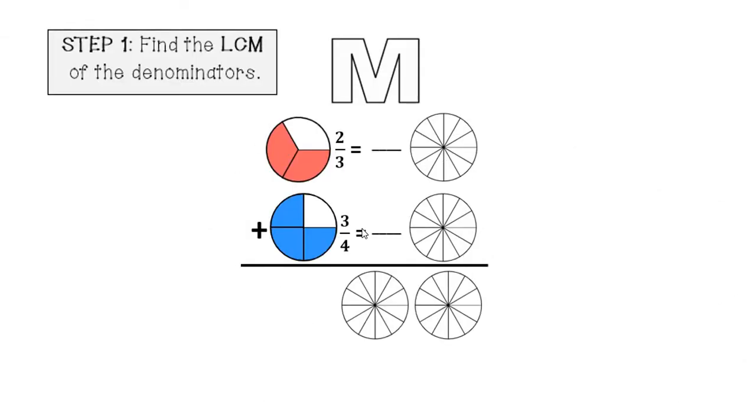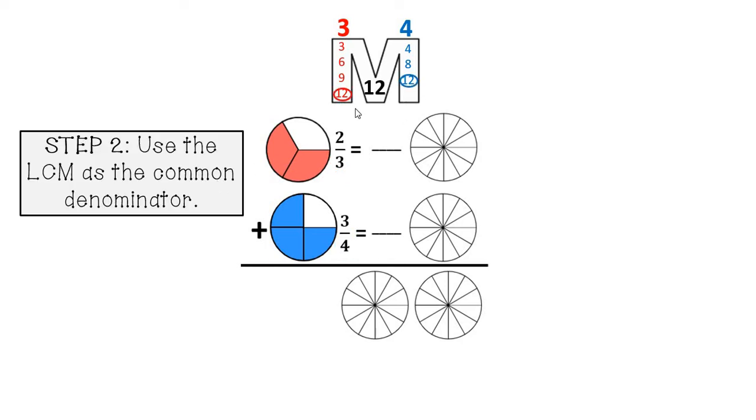We're adding 2/3 plus 3/4. So the denominators are different, so we'll have to find a common denominator. So we're going to find multiples of 3 and multiples of 4. Multiples of 3 are 3, 6, 9, and 12. Multiples of 4 are 4, 8, and 12. So our LCM is 12. And now that we found that, we're going to go ahead and use our LCM as our common denominator. So we'll set them both equal to fractions that are equivalent to 12ths.